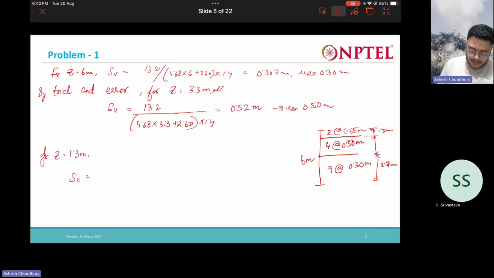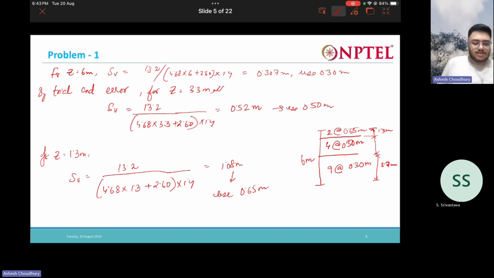What is s? 13.2 divided by 4.68 into 0.4. So this will come out as 1.0 meter. So we can use 0.65 meter spacing. Fine. That means it is safe. The criteria is satisfied. Right.